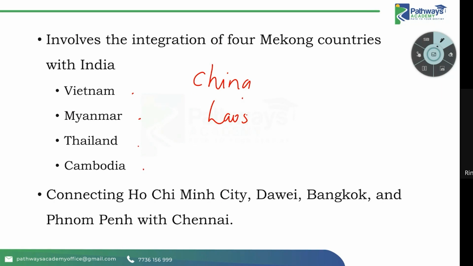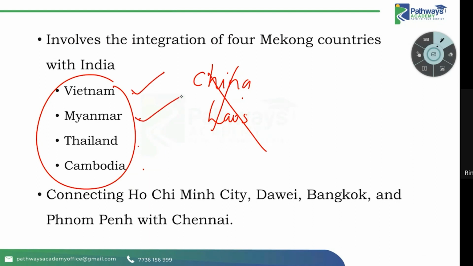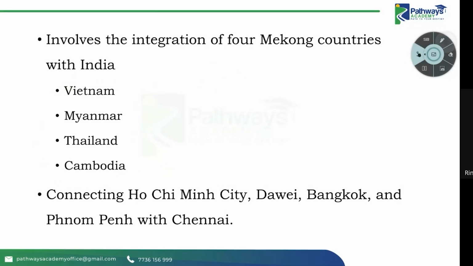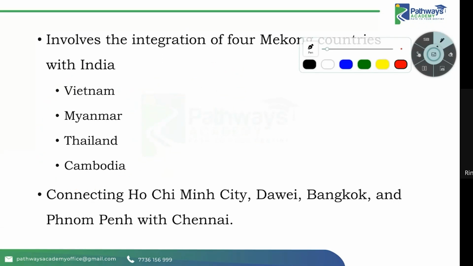Okay, Mekong will be a question. The Mekong River drains into the South China Sea. Maybe they will give Andaman Sea, but it is not the Andaman Sea. It connects to the South China Sea. So this Mekong project connects India to 4 nations. It does not include China and Laos. It connects India to the 4 Mekong nations: Vietnam, Myanmar, Thailand, and Cambodia.